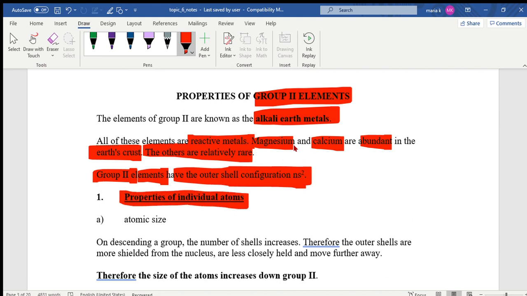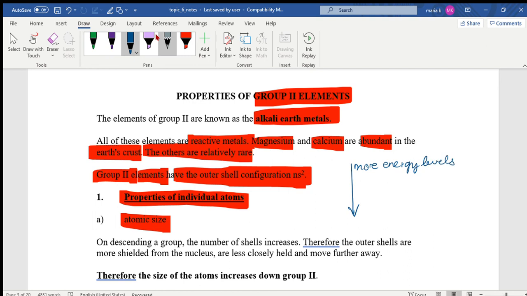Properties of individual atoms, atomic size. So as you go down the group, more energy levels, so more shielding, more repulsion.